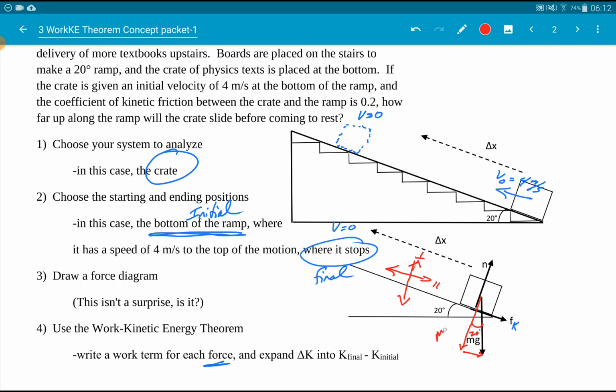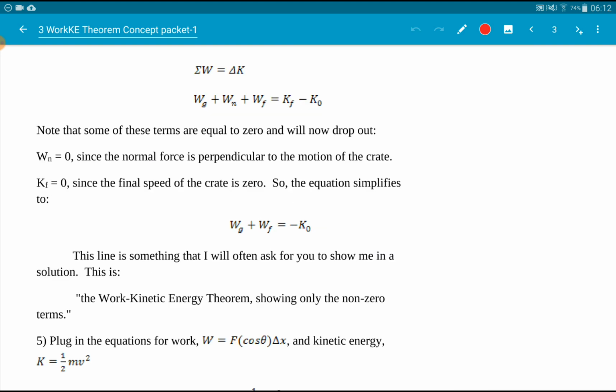I'll go label these guys. This is mg cosine theta, and then mg sine theta. Which one are we going to use in this problem, I wonder? Let's go find out. Well, on the next page here, we go sum up all of the work, and that's equal to the change in kinetic energy. So, well, what are the work terms there?